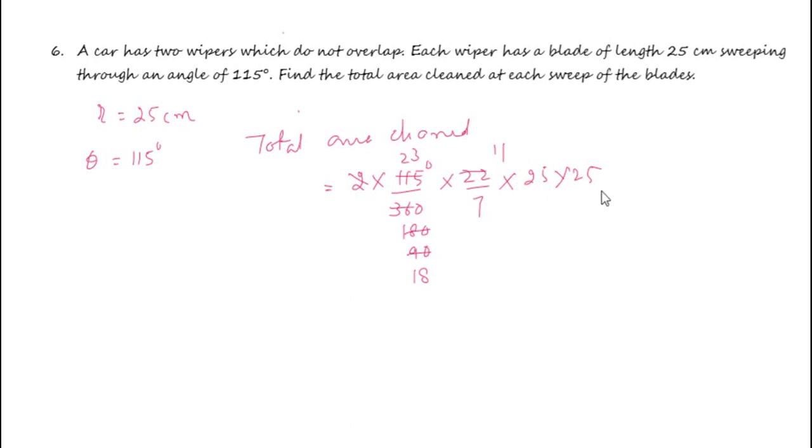So now if you multiply numerator and denominator separately, the numerator, 23 into 11 into 25 into 25, you will get 125 divided by 18 into 7, that is 126. So many centimeter square. If you simplify this one, you will get 1255 centimeter square. This is the total area cleaned by the two wipers combined in each sweep.